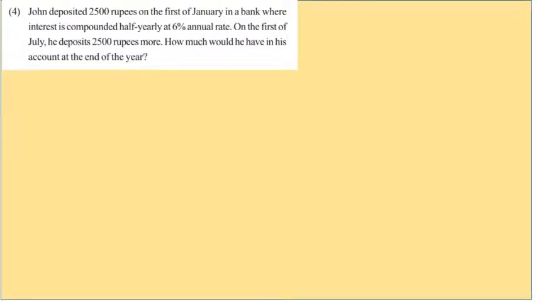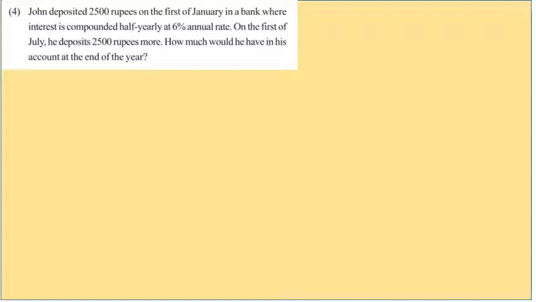Question number 4. John deposited 2,500 rupees on the 1st of January in a bank where interest is compounded half yearly at 6% annual rate. On the 1st of July, he deposited 2,500 rupees more. How much would he have in his account at the end of the year?